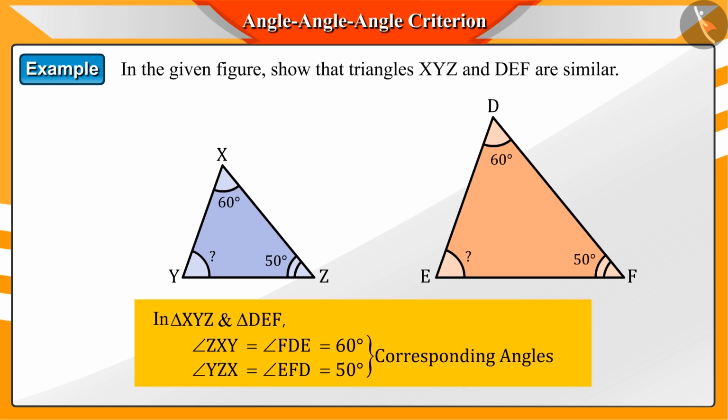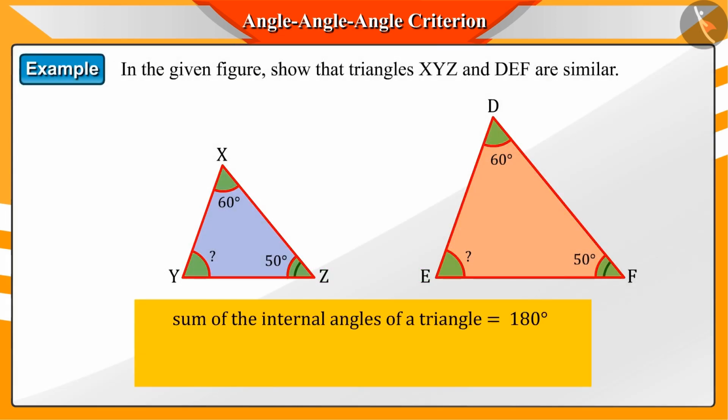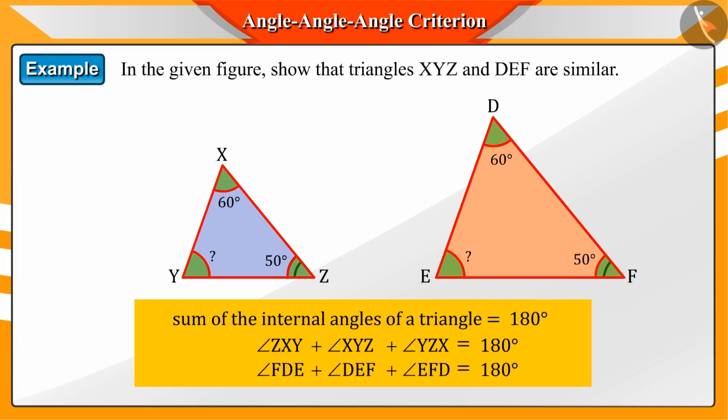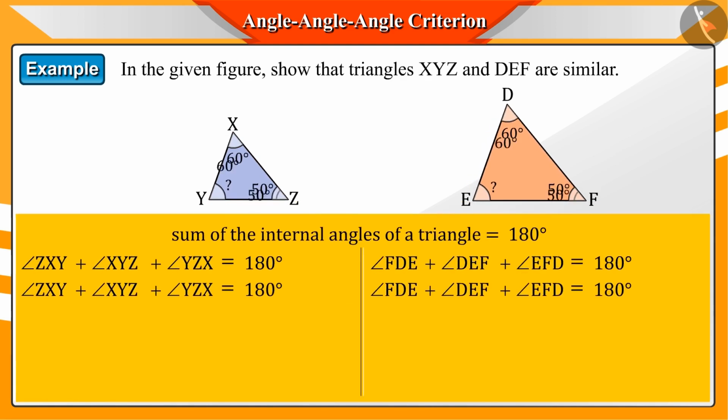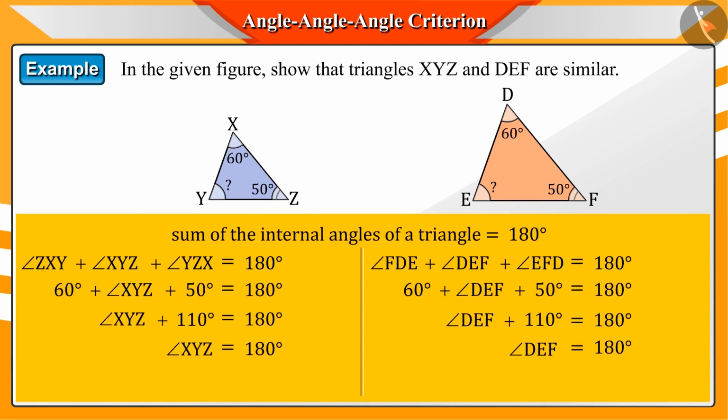In the given figure, it's difficult to determine the length of the sides. But we can find the measurement of the third angle. Can you tell how? We know that the sum of all the internal angles of a triangle is equal to 180 degrees. With the help of this, we can find the measurement of the third angle.